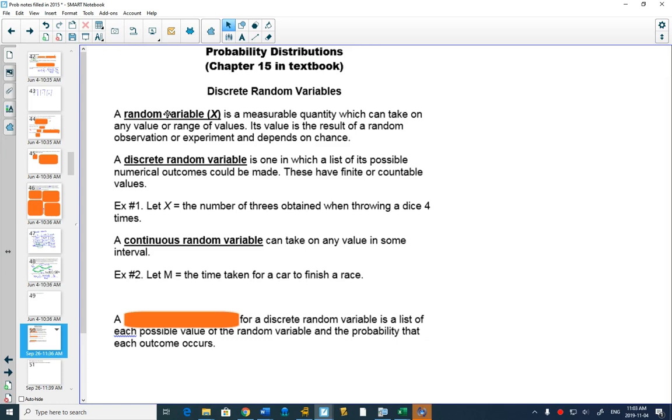Same thing, example here. Time it takes a car to finish a race. Cars don't finish in second intervals. It's not like they jump forward every second a certain amount. Right? Any time could be possible. A probability distribution, what we're going to be looking at for discrete random variables with a finite list of possibilities, is just a list and the probability of each one.